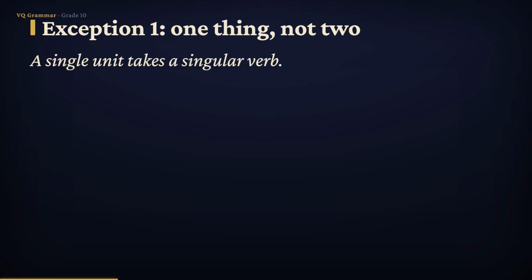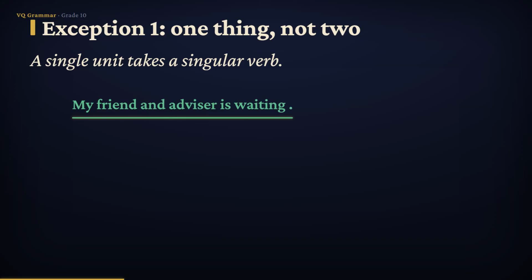Sometimes two words joined by "and" don't name two things at all. They name one. Listen: my friend and advisor is waiting outside. Notice the verb, "is", singular. Why? Because the friend and the advisor are the very same man. One person, one verb. If I truly meant two different people, I would have to write, my friend and my advisor are waiting, repeating that little word, "my".